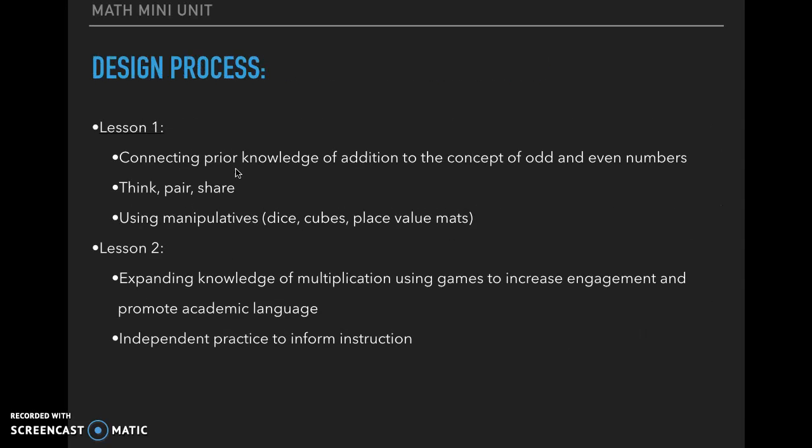And the design process. For lesson 1, the most important thing was to connect to their prior language, prior knowledge. So we began by reading a story or 2 different stories about odd and even numbers. The students then turned to their peer for a think, pair, share activity where they were discussing what they learned in the stories, pairing it with ideas in the classroom, and then sharing it out loud.